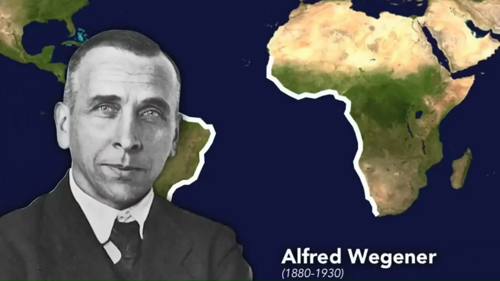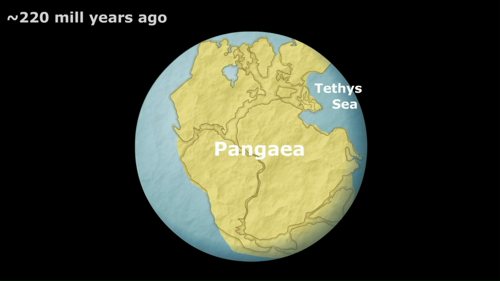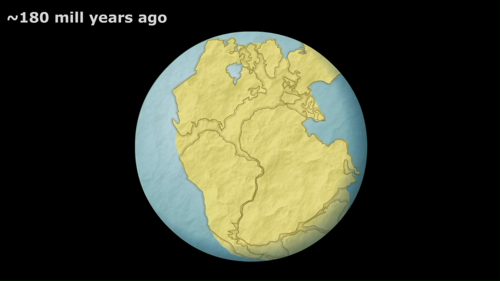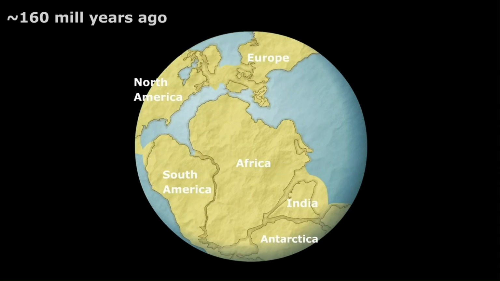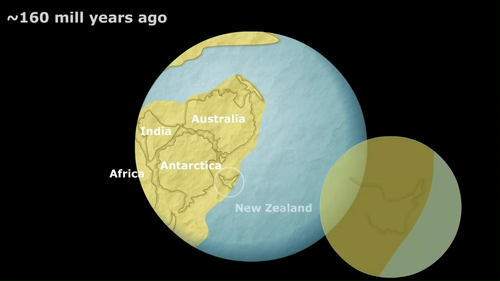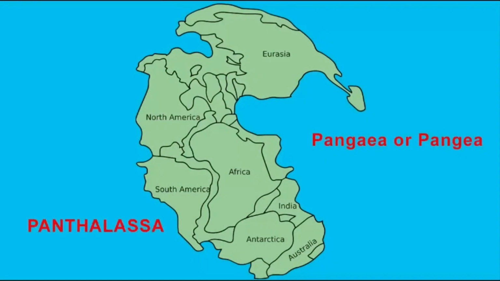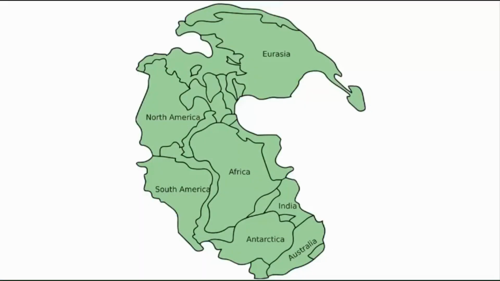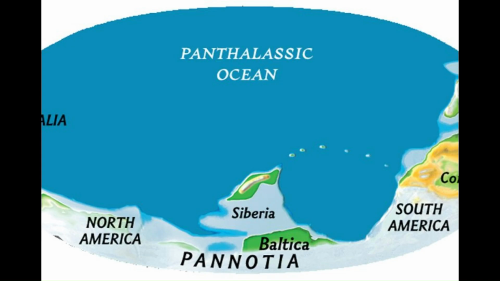The supercontinent Pangea. Wegener proposed that all the continents were once connected in a supercontinent called Pangea, which existed during the late Paleozoic and early Mesozoic eras, about 300 million years ago. Over time, Pangea began to break apart, and the landmasses slowly drifted to their current positions. Pangea was surrounded by a vast ocean called Panthalassa. The initial breakup of Pangea began around 200 million years ago, splitting into smaller continents that gradually drifted apart.